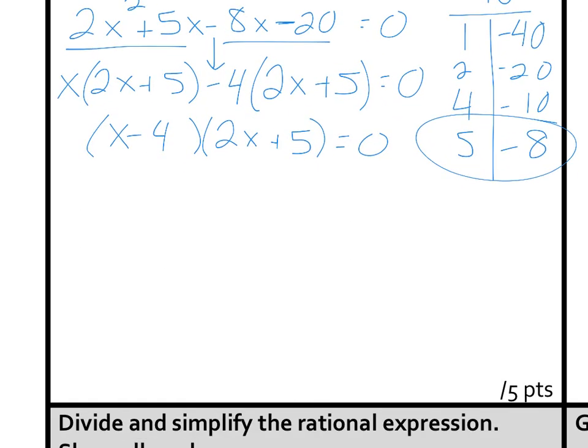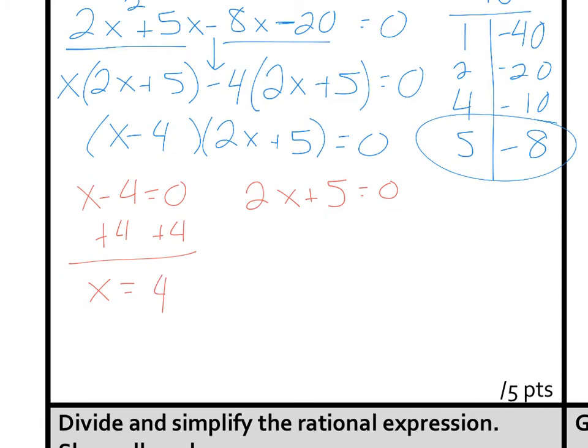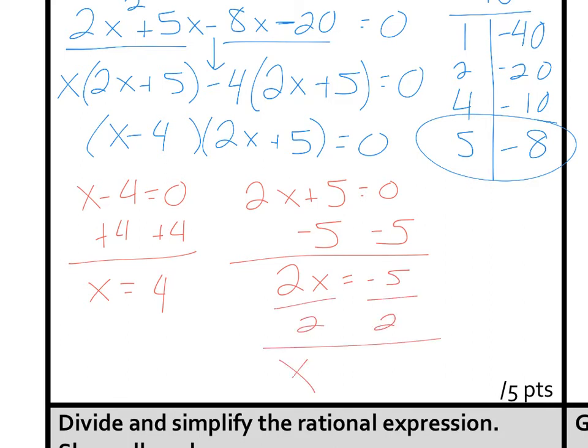So I'm going to have x minus 4 equals 0, and 2x plus 5 equals 0. And now we do the one or two step equations to solve. So we add 4 to both sides, getting x equals 4. And on the other one, subtract 5, 2x equals -5, and divide both sides by 2. X equals -5 over 2, or -2.5, however you want to write it.